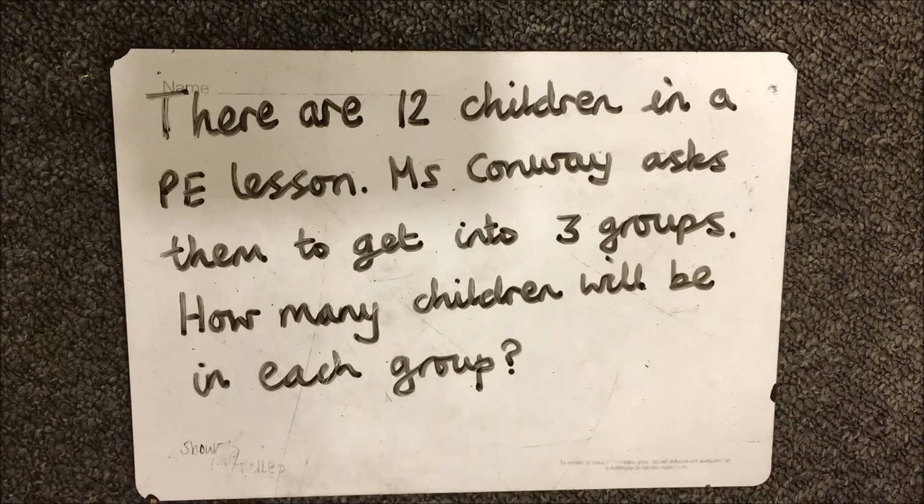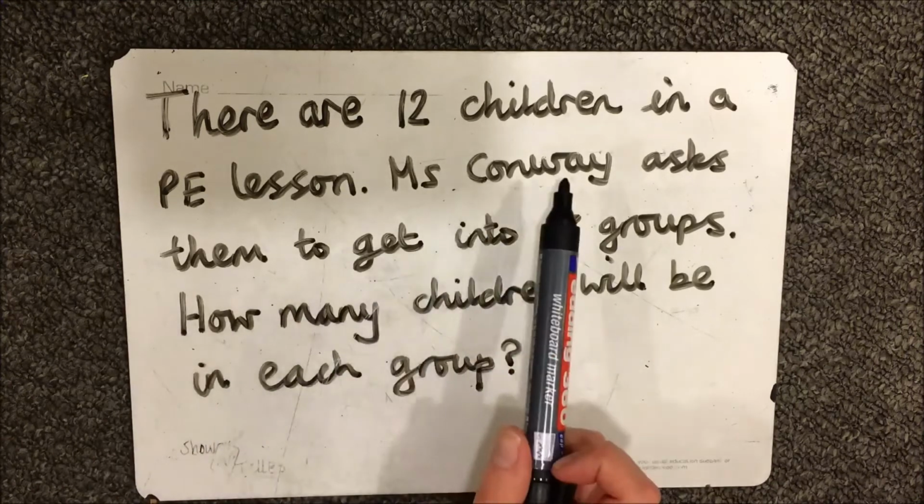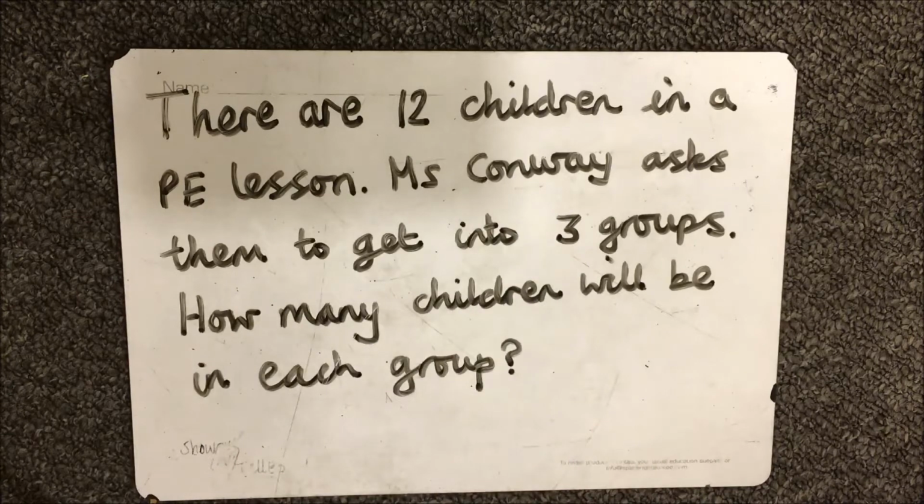What are the important pieces of information in this word problem? Is it that they're in a PE lesson? Not really. Is it that you're sharing out children? Not really. We're trying to work out how many would be in each group. It doesn't matter if they are balls, it doesn't matter if they're children, it doesn't matter if they're tennis rackets, it doesn't matter if it's books. We're just sharing out children.